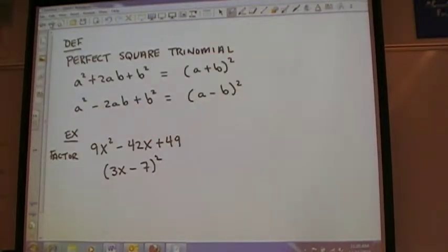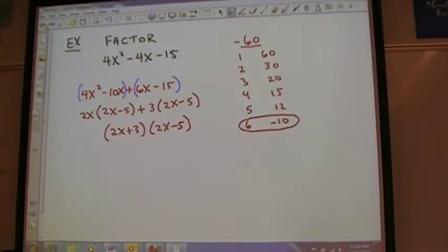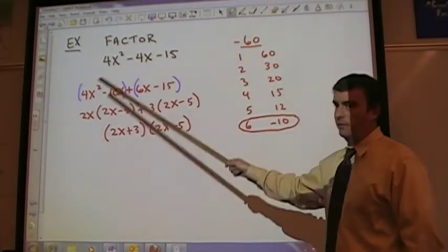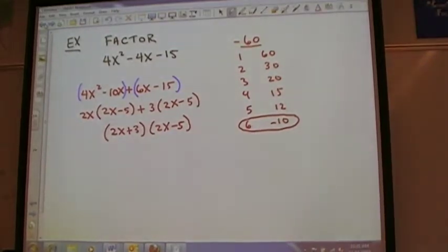What was negative 10? Negative 10 and plus 6x gives you the negative 4x, the middle term. I rewrote the middle term, the b value, negative 4x, using negative 10x and plus 6x. Same thing. Negative 10x plus 6x is negative 4x. That's all I did.